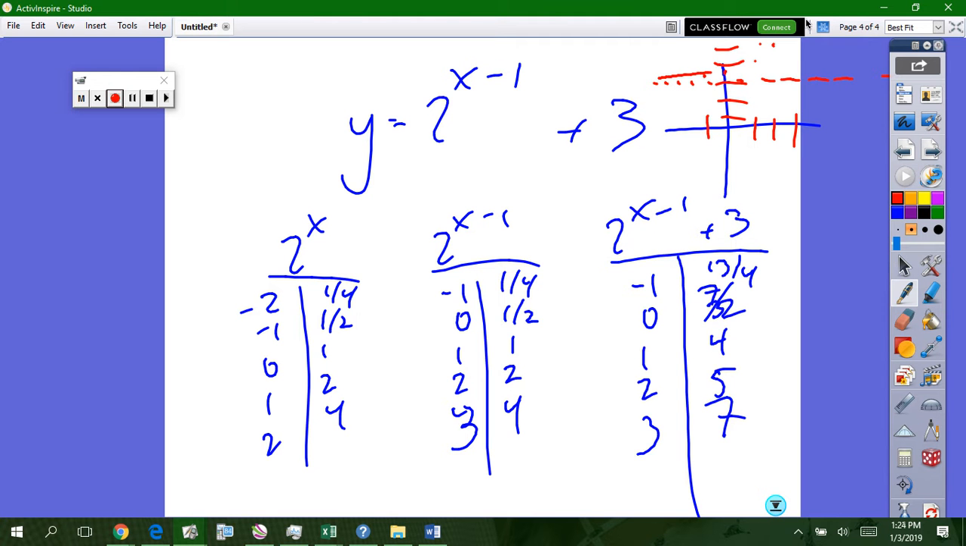Did the domain change? Still negative infinity to infinity. Did the range change? Yes, it's from 3 to infinity. Because if I follow the base rule, once again, the base is greater than 0, then I'll count it. Does that make sense to everybody?